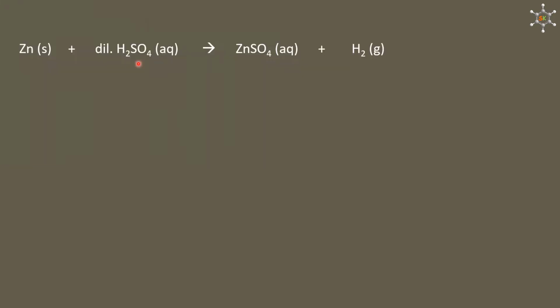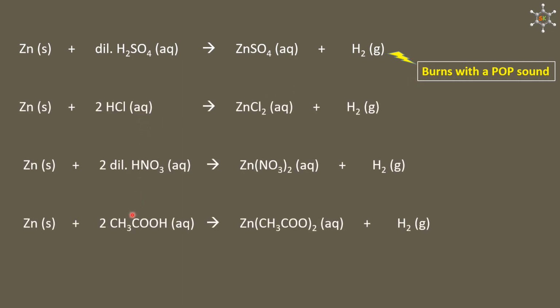Reaction between zinc and dilute sulfuric acid gives us zinc sulfate solution and releases hydrogen gas. This gas burns with a pop sound when a burning candle is taken near the soap bubble. Even with the other acids, it will release the same gas, that is hydrogen. With HCl, zinc will give zinc chloride salt. With HNO3, it gives zinc nitrate salt. And with acetic acid, it gives zinc acetate salt.